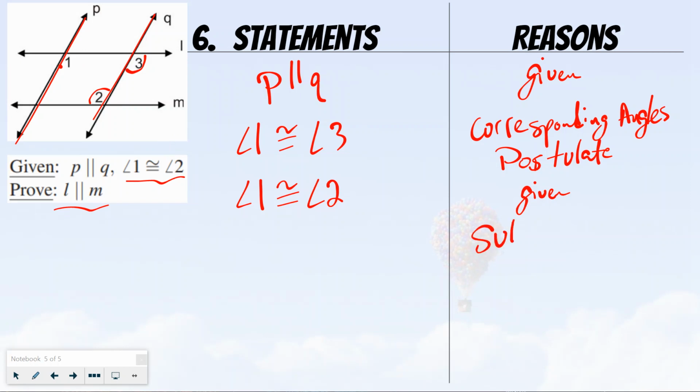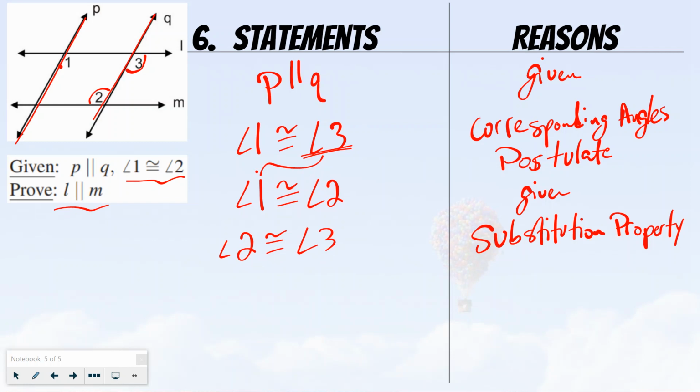So I'm going to use the substitution property here to show that angle 2 is also congruent to angle 3. Basically taking that angle 3 and substituting it in place of that. I also am flipping this around, which is the reflexive property, but I'm not going to state that there.